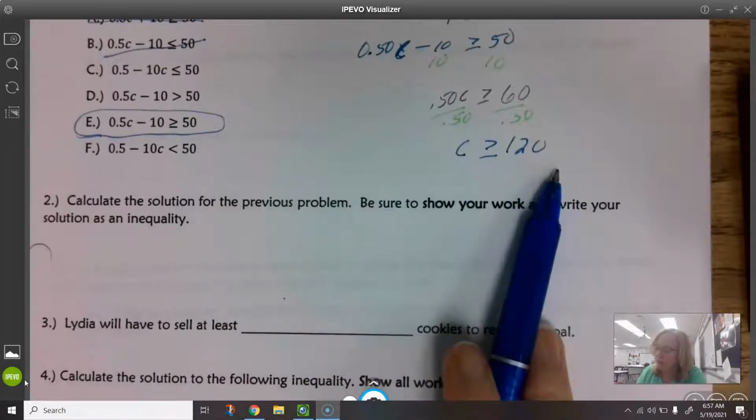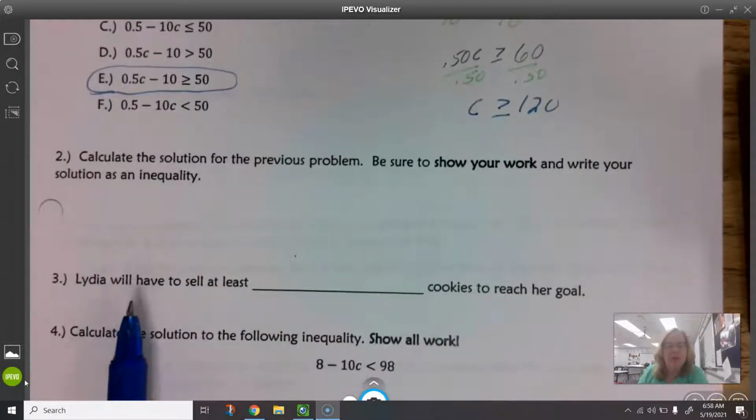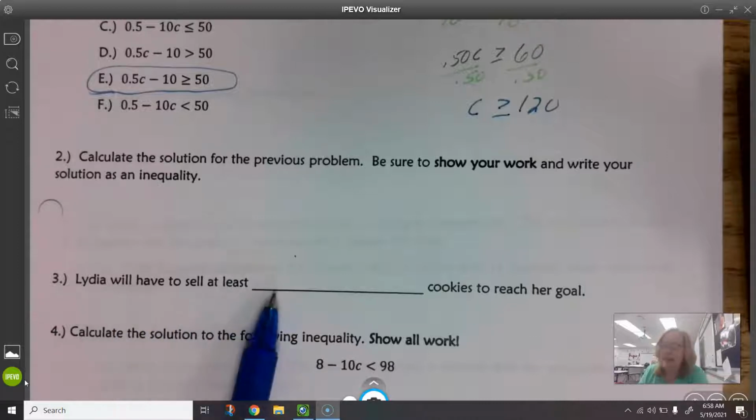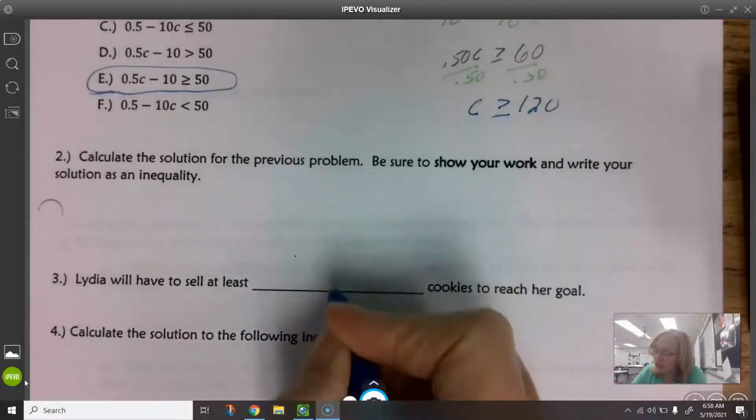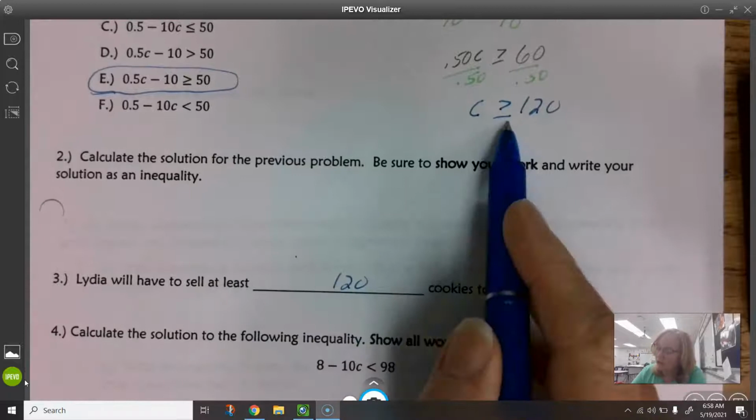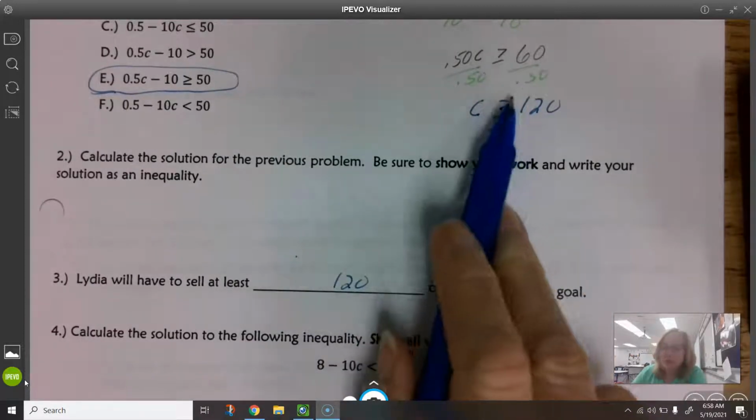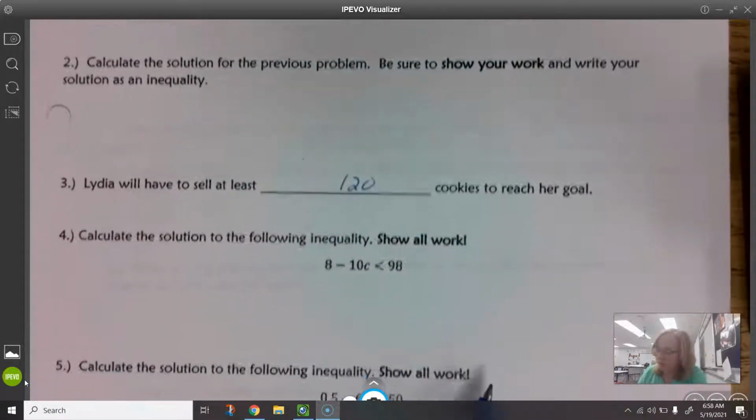There's my inequality. Now they want us to interpret it. Lydia will have to sell at least 120 cookies to reach her goal. So, 120 cookies to reach your goal.